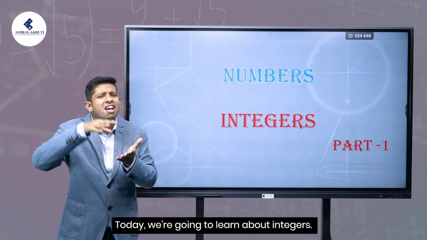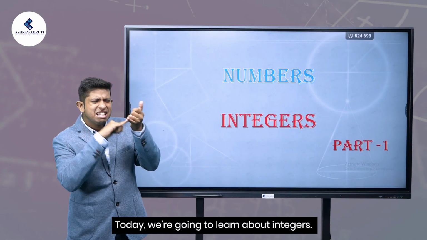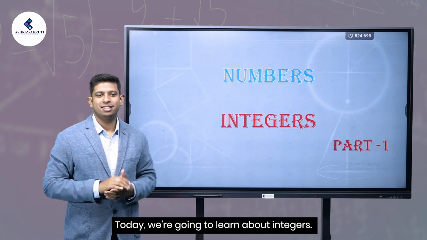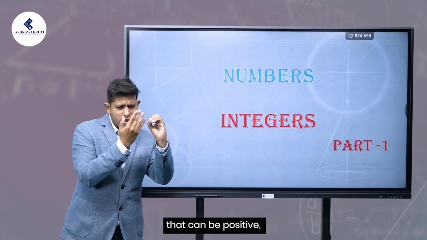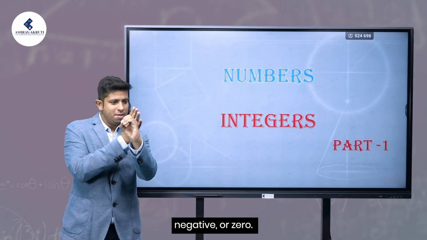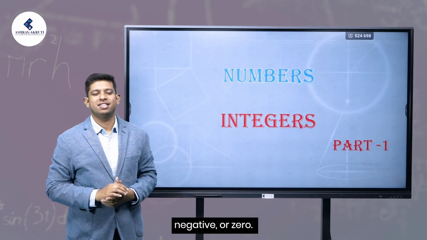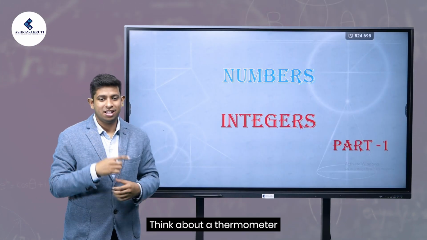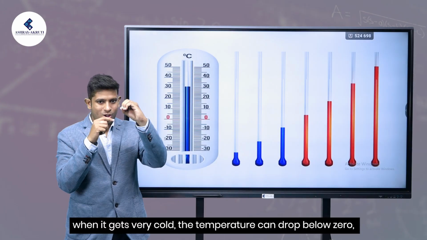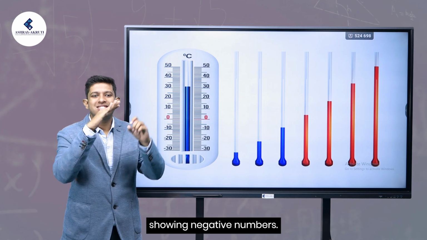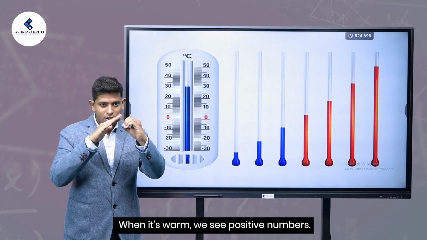Children, today we are going to learn about integers. Integers are whole numbers that can be positive, negative, or zero. Think about a thermometer. When it gets very cold, the temperature can drop below zero, showing negative numbers. When it's warm, we see positive numbers.